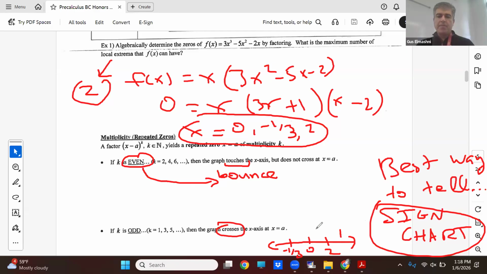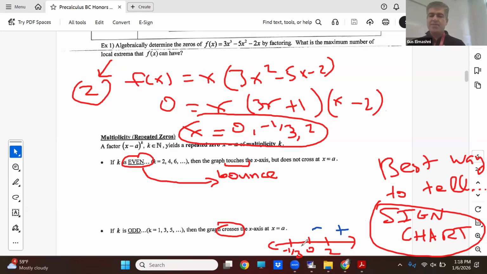Now, let's plug in a number between 0 and 2. Give me a number between 0 and 2. If you plug in 1, what is y going to equal? For example 1, 3 minus 5 minus 2. So y is negative. When y is negative, are we above or below the x-axis? Below. So are you crossing the graph at x equals 2? Yes, you're going to break through the x-axis.